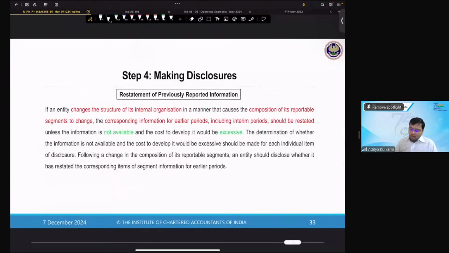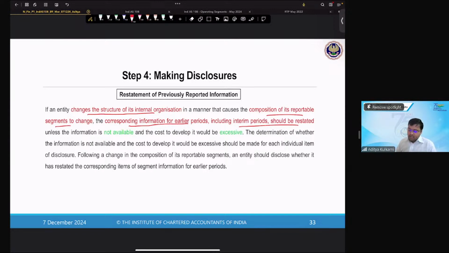Okay. All right. Now, if an entity changes the structure of its organization such that the composition of reportable segments changes, that causes the reportable segments to change, corresponding information for earlier periods should be restated. Corresponding information for earlier periods should be restated.